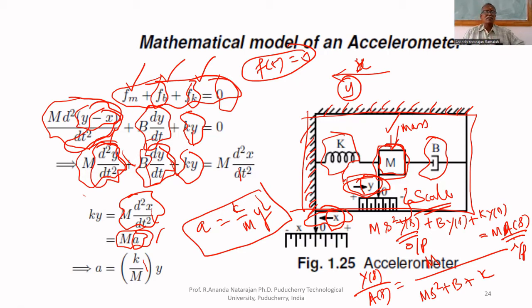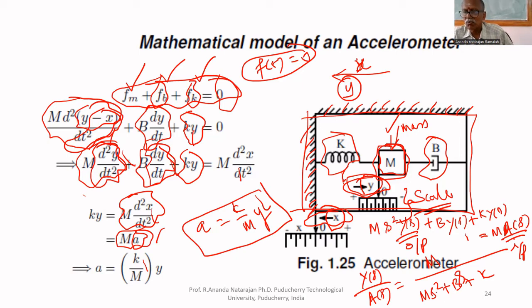Here, acceleration is not constant. Acceleration is varying. Then the mathematical model is Y(s)/A(s) = m/(ms² + bs + k). This is a second order equation. What is the form? Pole-zero form. Instead of k, if you divide the numerator and denominator by k, it is time constant form.